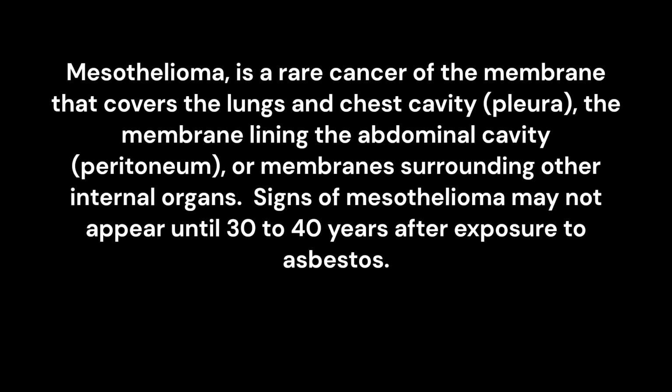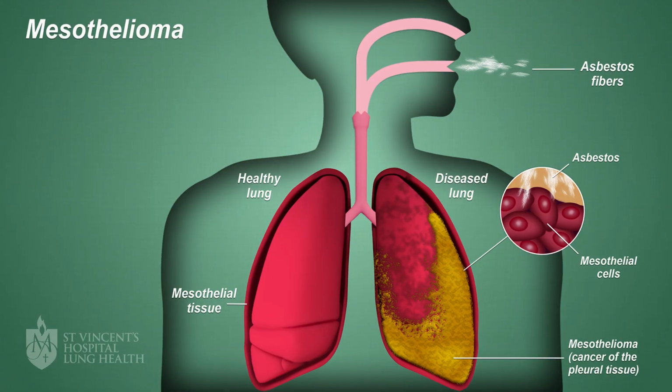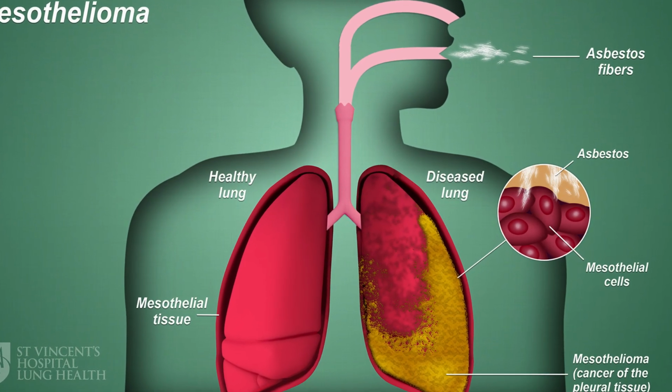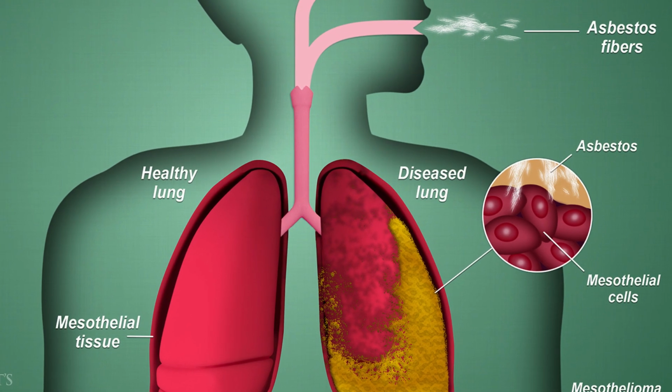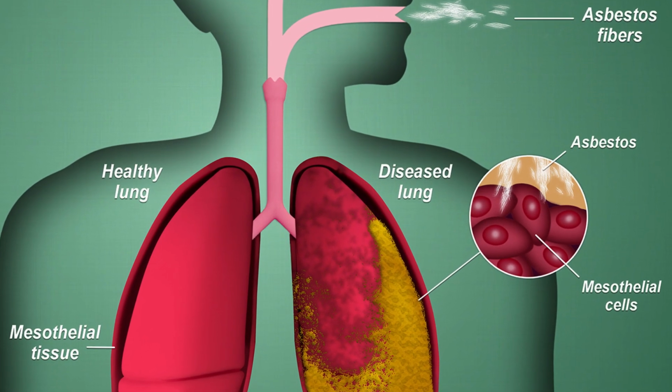Mesothelioma is a rare cancer of the membrane that covers the lungs and chest cavity, the pleura, the membrane lining the abdominal cavity, the peritoneum, or membranes surrounding other internal organs. Signs of mesothelioma may not appear until 30 to 40 years after exposure to asbestos.